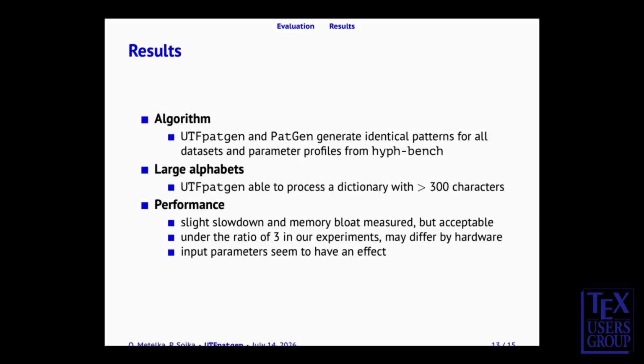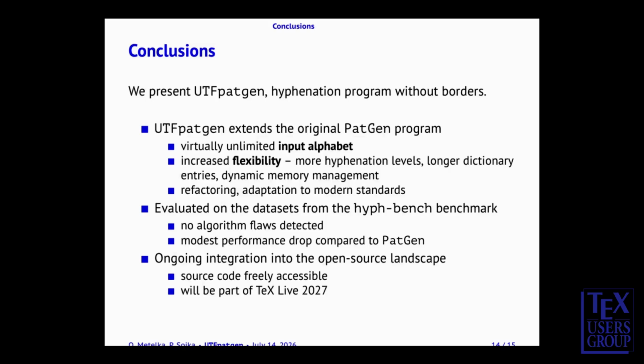The test did not expose any discrepancies between the implementations, and we were able to process a joint Hyphenation dictionary with over 300 characters. The performance measures dropped as expected, but the relative change was acceptable. Both execution times and consumed memory exhibited less than 3 times worse over PatGen, which we deem an okay trade-off for UTF-Patgen's flexibility. It is important to note that the parameter profiles played an important role in the observed ratios as well. This final slide concludes the presentation.